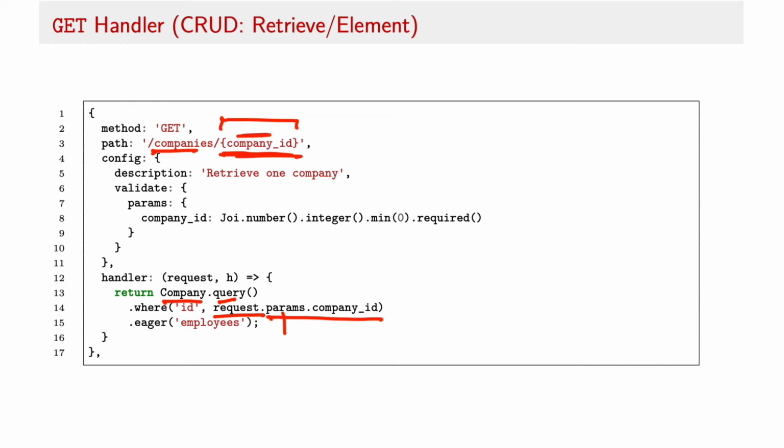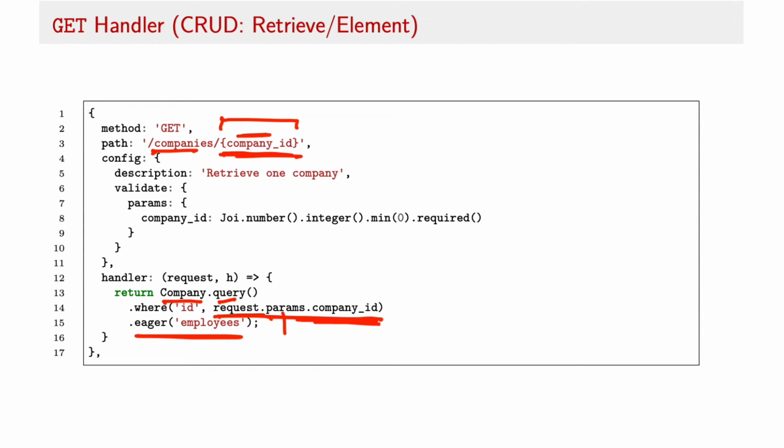We include a where clause because we're trying to get the particular company that has this identifier. And then we're also using the eager method to pull back the employees associated with that company. So we'll get the company itself by its ID, and then all of the employees that are connected to that company in the database will show up as well.